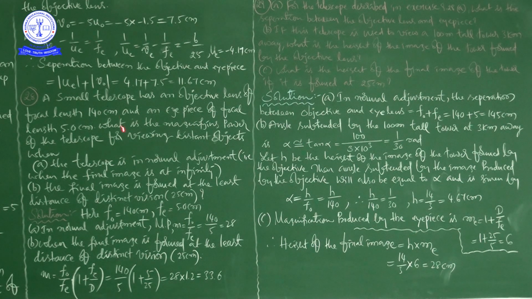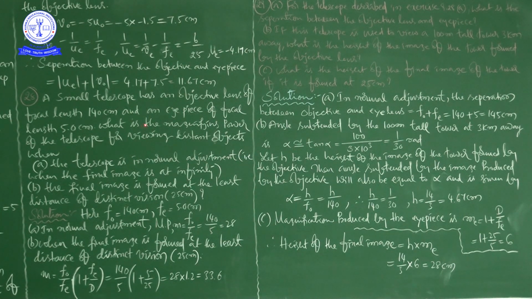Next problem. It is problem number 28. A small telescope has an objective lens of focal length 140 centimeters. That is, F0 is equal to 140 centimeters, and an eyepiece of focal length Fe is 5 centimeters. What is the magnifying power of the telescope for viewing distant objects?